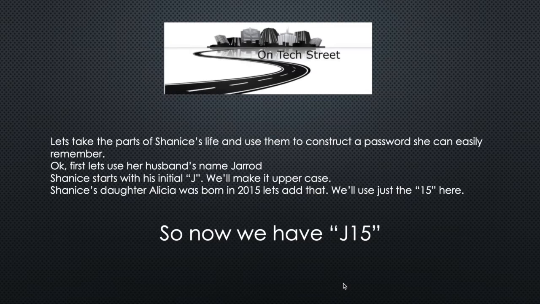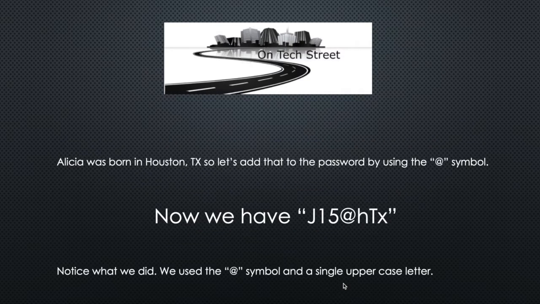Okay, first, let's use her husband's name, Jared. Shanice starts with his initial, J. We'll make it uppercase. Shanice's daughter, Alicia, was born in 2015. Let's add that. And we'll use just the 15 here. So now we have J15. Alicia was born in Houston, Texas. So let's add that to the password by using the @ symbol. Now we have uppercase J, 15, @, lowercase h, uppercase T, lowercase x.